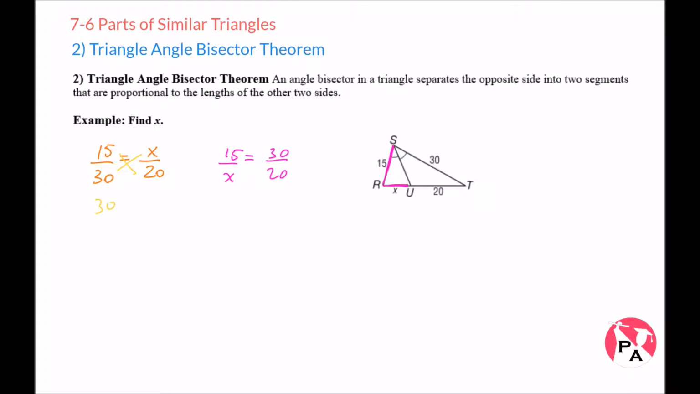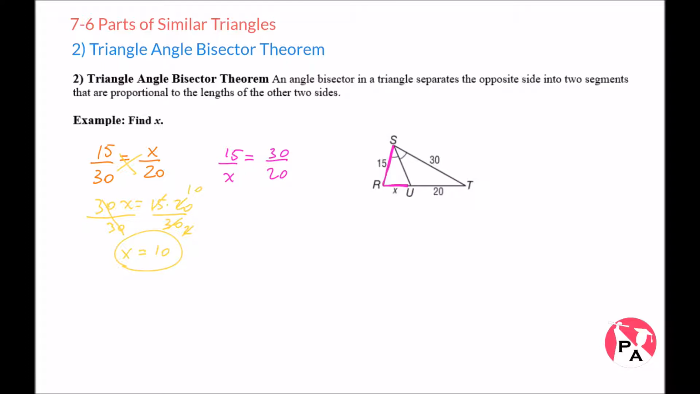30x equals 15 times 20. So if we divide each side by 30, 15 and 30 will be simplified. We will get 2. 20 over 2 is 10. x would be equal to 10. You can use a calculator and then see if the work is right.